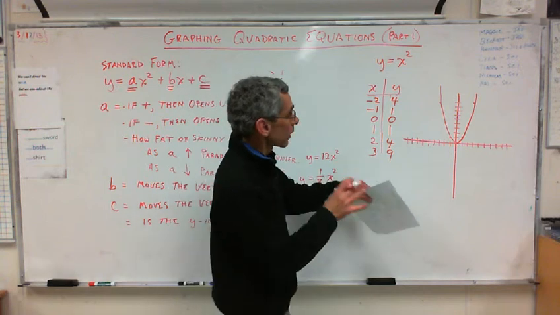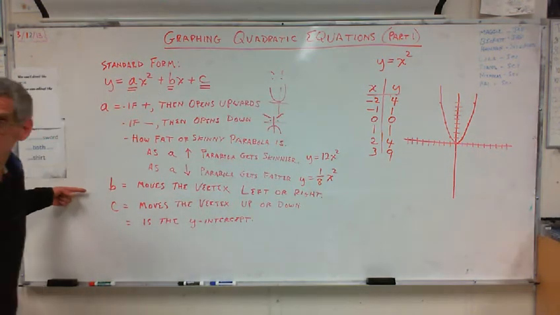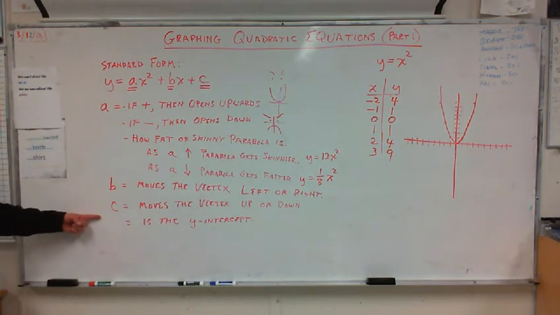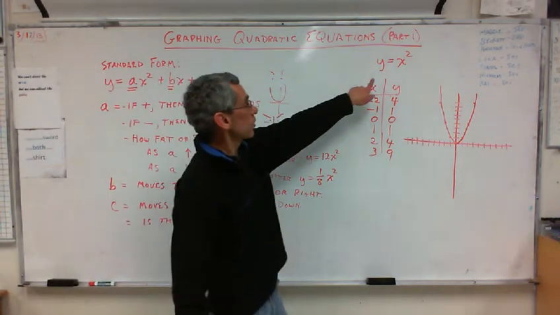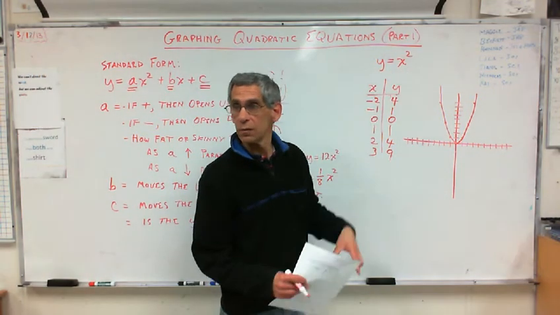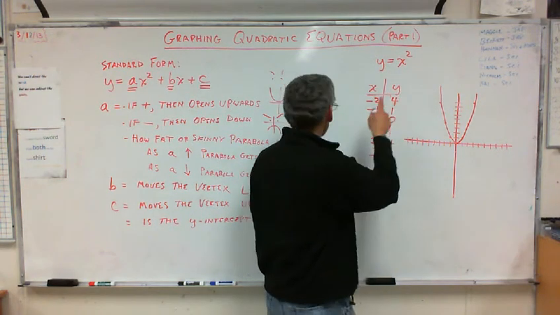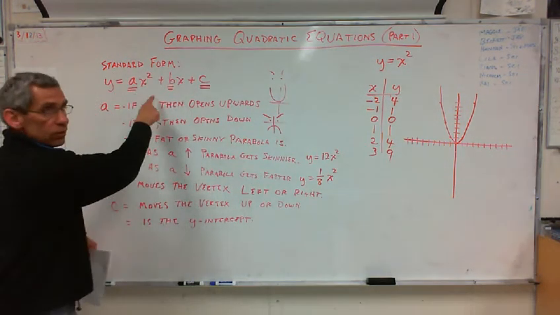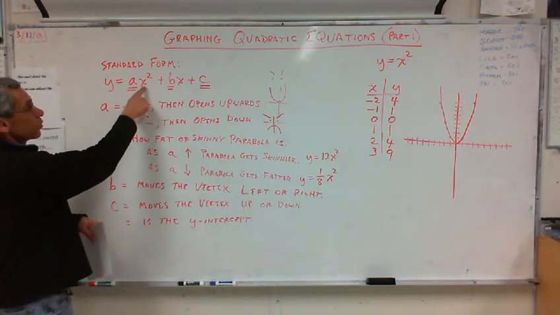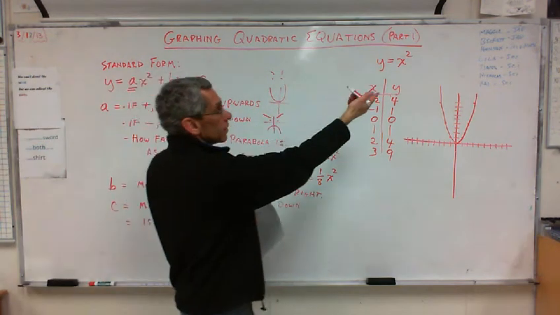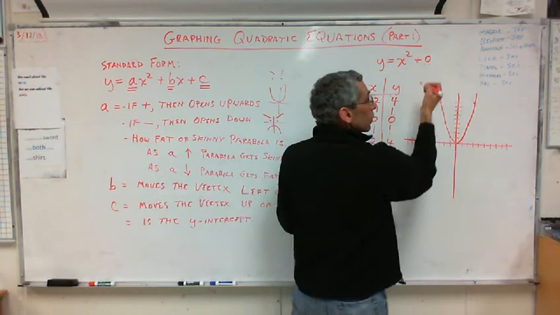Okay. So look what I said over here. Look what it says. What does C do? What is C in this equation? y equals x squared. What is C here? Think about it. Look, it's 0. A goes with x squared. Look, the C, it's 0. I told you.